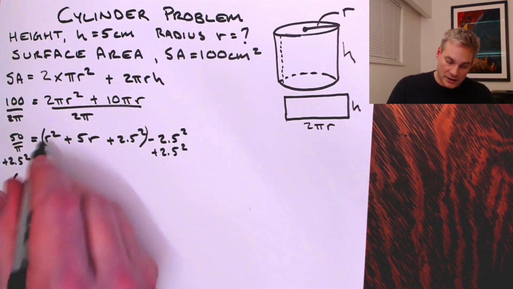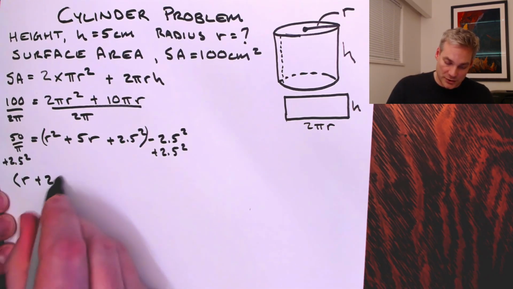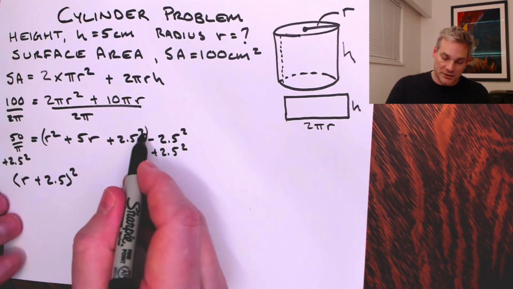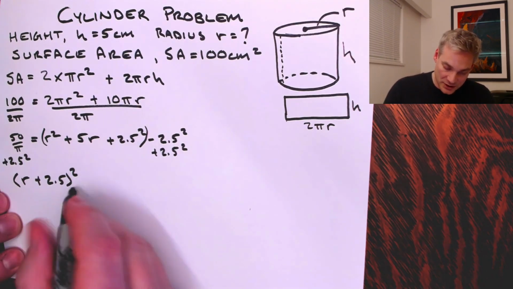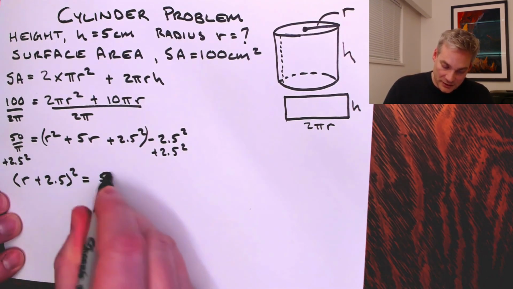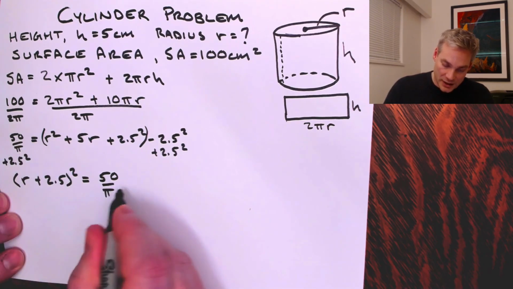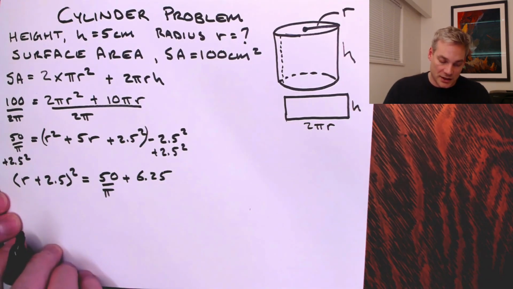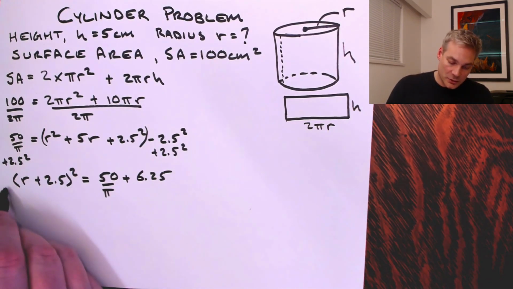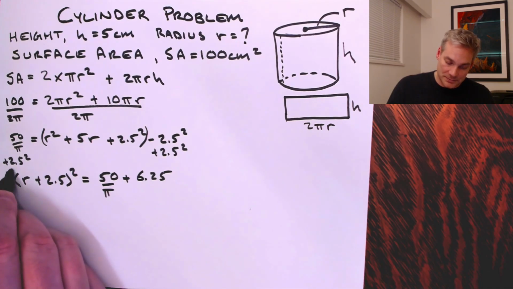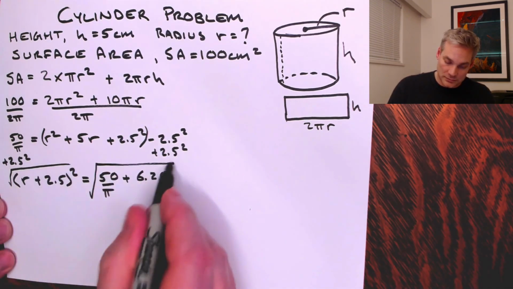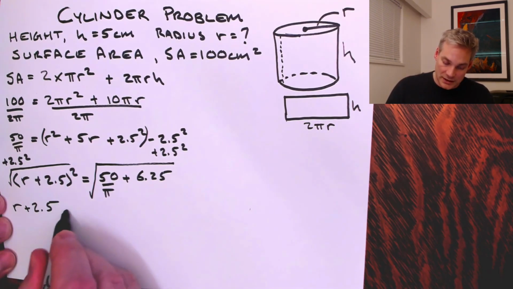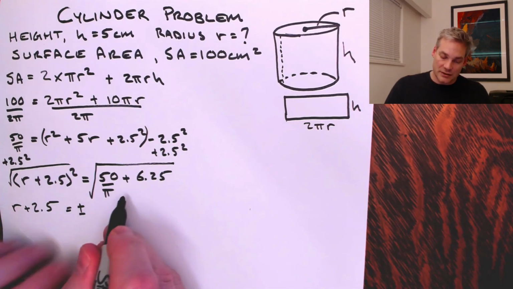So now I have the r plus 2.5 squared. And that's just the perfect square here that we've now solved. That's why we completed the square. But on the other side, we have the 50 over pi plus 2.5 squared, which is 6.25. You can check that in a calculator, but that's what it is. We'll take the square root of both sides. And now what we have is r plus 2.5 equals the positive negative of this.